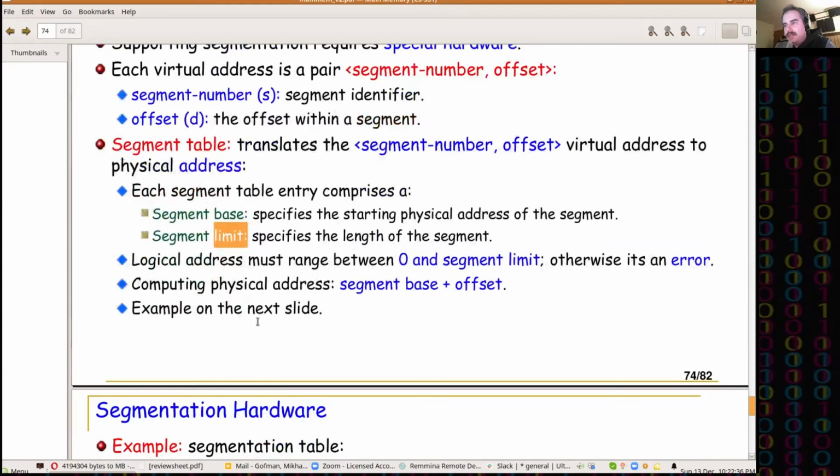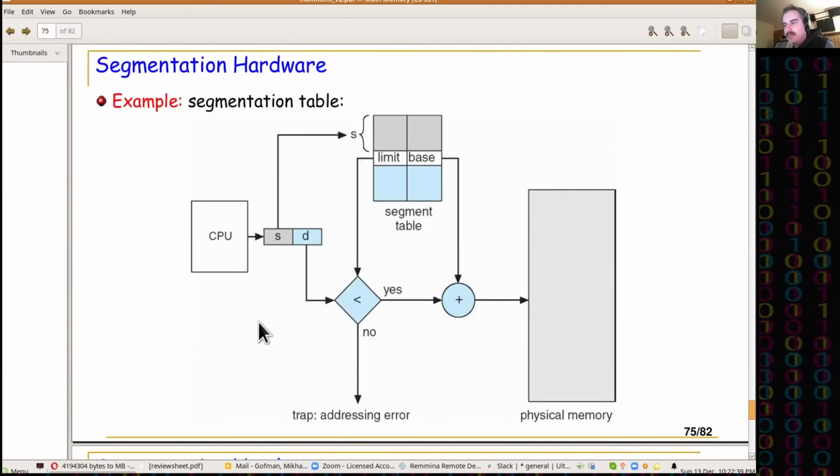So let's take a look at a picture of how this looks in practice. A process is executing on the CPU and it issues a virtual address. Once again, the virtual address consists of the segment number and the offset within the segment. We're going to use the segment number to index into the segment table, and we're going to look up the base, which is the physical address in memory where the segment begins, and we're also going to look up the limit, which is how big the segment is.